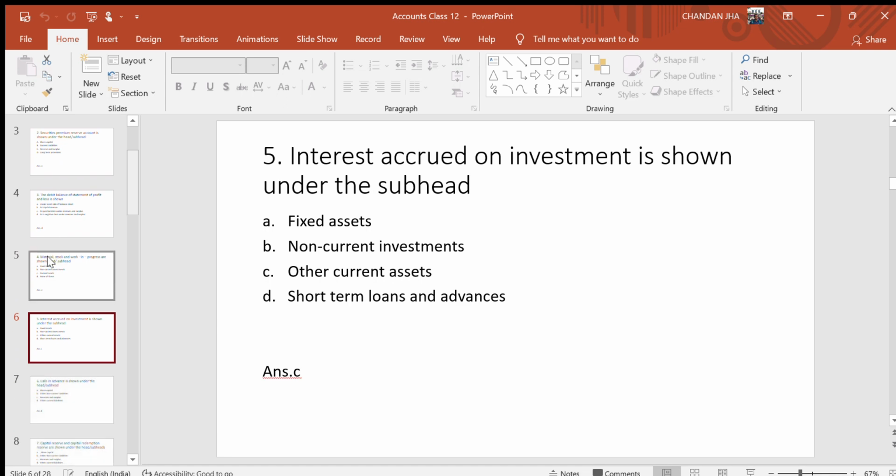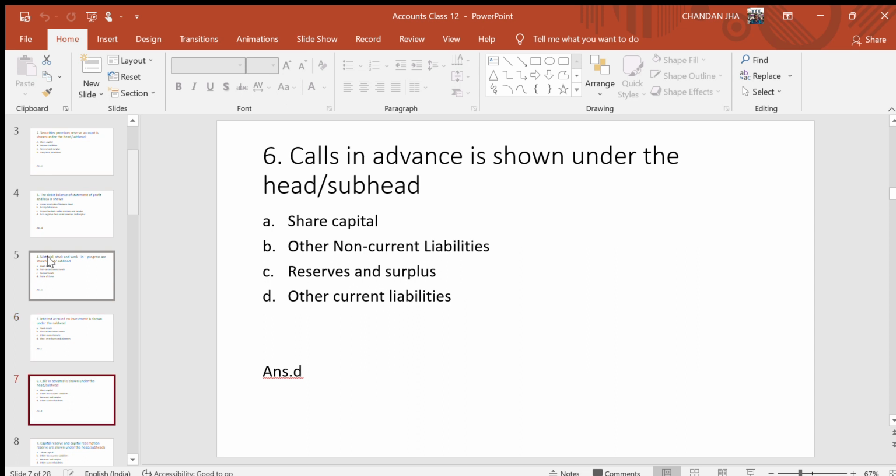Question 5. Interest accrued on investment is shown under subhead. A. Fixed assets. B. Non-current investments. C. Other current assets. D. Short-term loans. Other current assets is the correct answer.